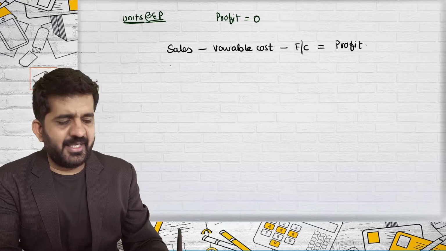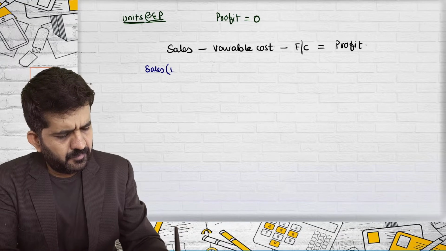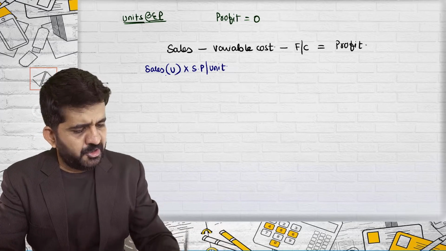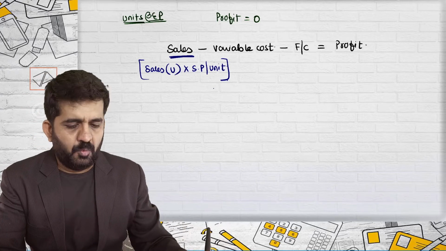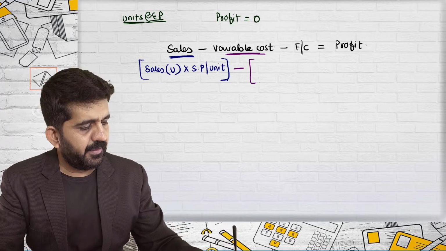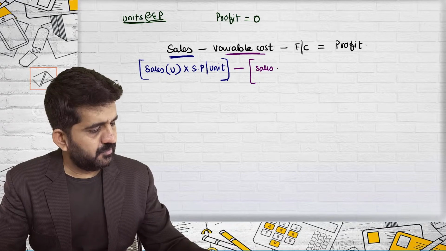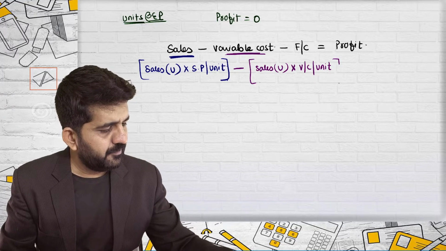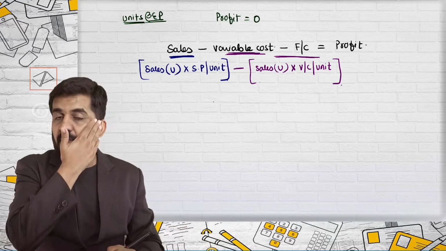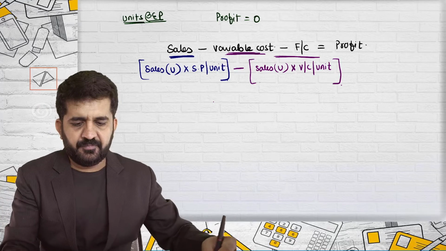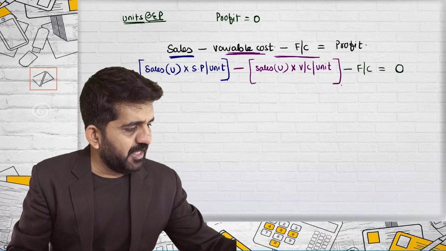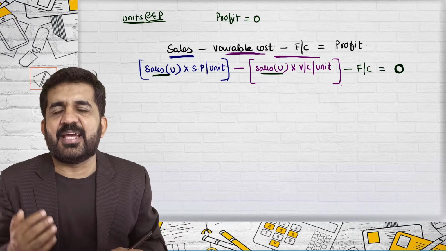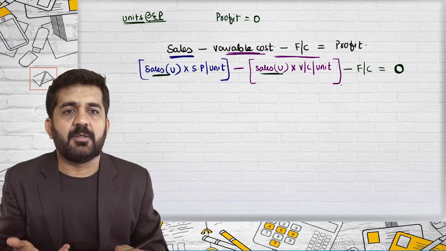What will be sales? Can I say sales in units, U, multiplied by selling price per unit? What will be the variable cost? Minus number of units sold, multiplied by variable cost per unit. This is nothing but total variable cost, minus fixed cost, should be equal to 0. If it is 0, this is the unit sales at which my profit will be 0. It means that the sales unit is nothing but my break-even point.